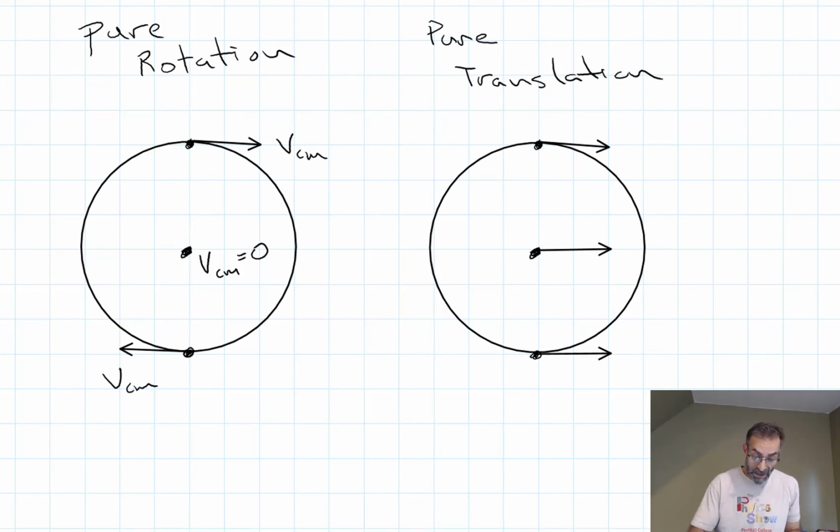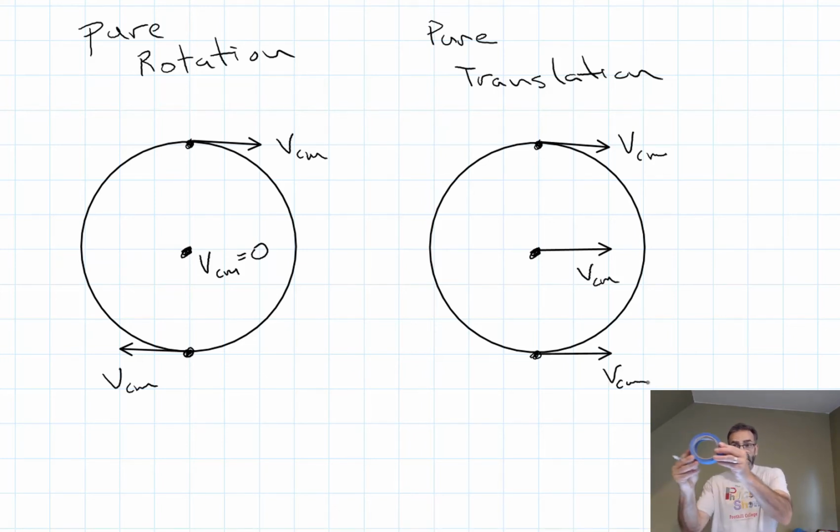And I'm just going to call that VCM. We'll just pick a speed. So we can move this with a certain speed to the right, and every point, the top, the middle, the bottom, every point will be moving to the right with the same speed. Or we could have pure rotation, where I rotate this, and the center of the wheel doesn't move at all. And the top is moving to the right, and a point on the bottom is moving to the left. So we could have pure rotation, and we could have pure translation.